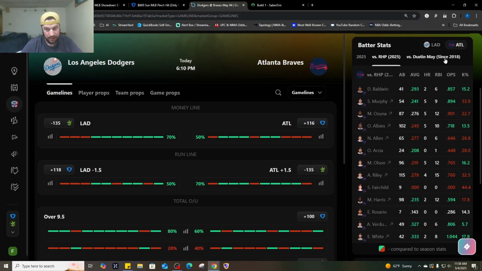This year against righties, Baldwin, .293 batting average, 2 home runs. Sean Murphy, .241, 5 home runs. Depends on who's going to start catching today. Ozuna this year batting .276 with 5 bombs. Albies batting .245 with 5 bombs. Bring it down a little bit.